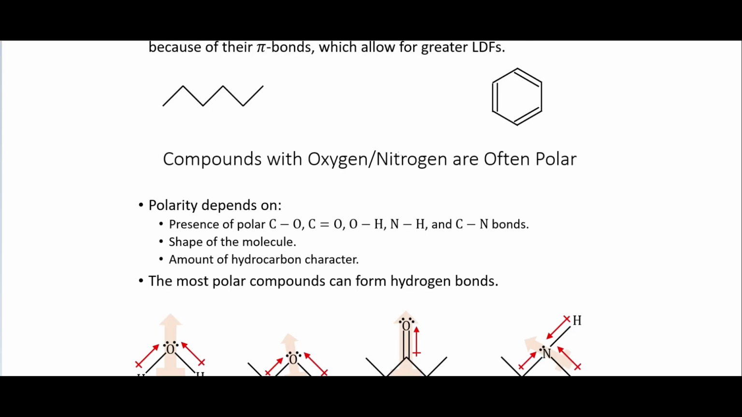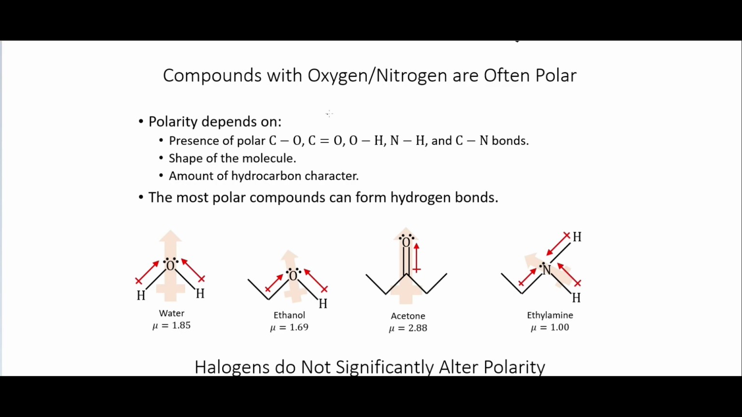Compounds with oxygen and nitrogen are often polar. So again, polarity depends on the presence of the CO, C double bond O, OH, NH, and CN bonds, shape of the molecule, and the amount of hydrocarbon character. So for instance, if we have something like our ethanol here, where we have this OH bond here, that's going to make it polar, but we do have some hydrocarbon chain right here. And so that's going to reduce the polarity. If we started adding even more hydrocarbons onto here, that's going to reduce its polarity even more.